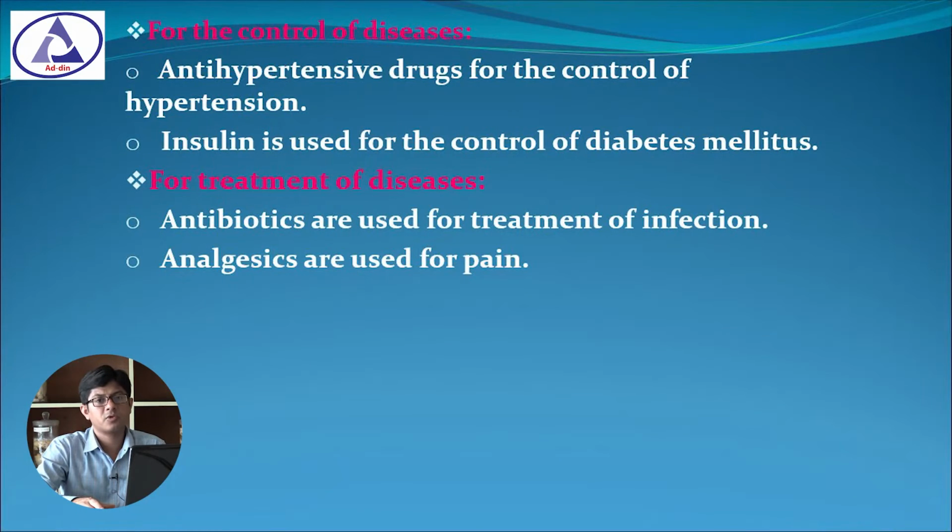Number three, for the control of disease. Sometimes all diseases cannot be cured. Some diseases need to be controlled, like hypertension and diabetes mellitus. Antihypertensive drugs for the control of hypertension, and insulin is used for the control of diabetes mellitus. For treatment of disease, antibiotics are used for the treatment of infections and analgesics are used for pain.